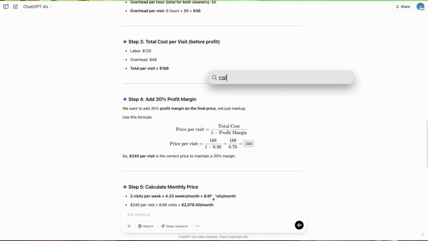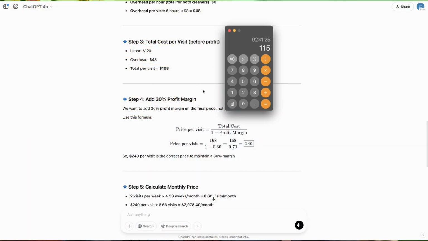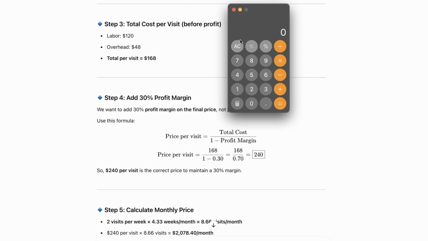So what I'm going to do in here is, so I've got 168, right? Let me show it so you guys can see it. In this case, we've got labor that was 120. Overhead was 48, so that's 168. So what I'd like to do is make 30% profit. So multiply by 1.3. That gives me $218.40 per service.